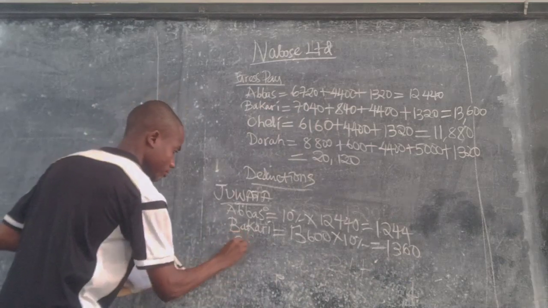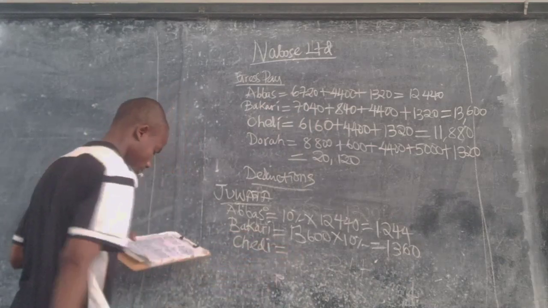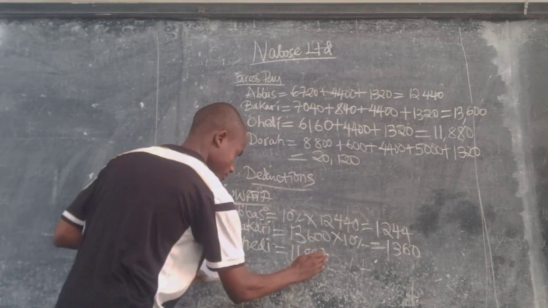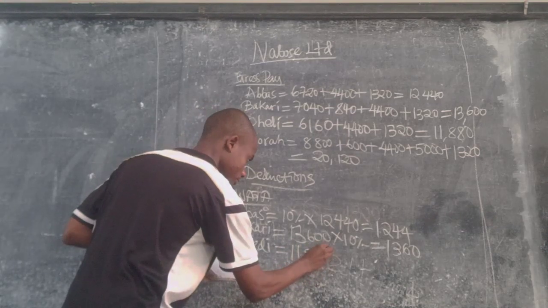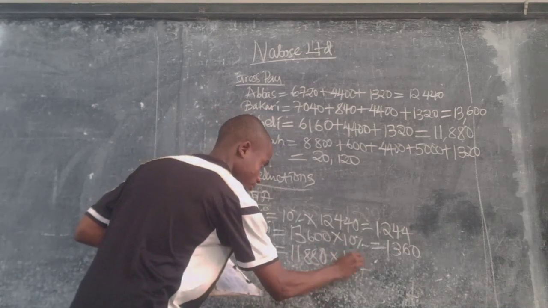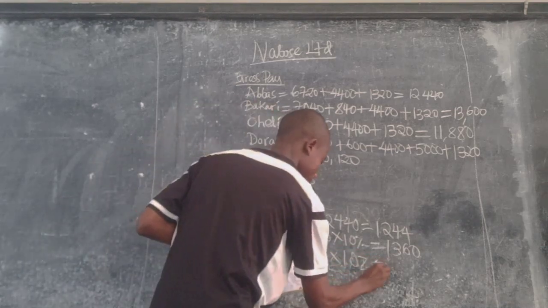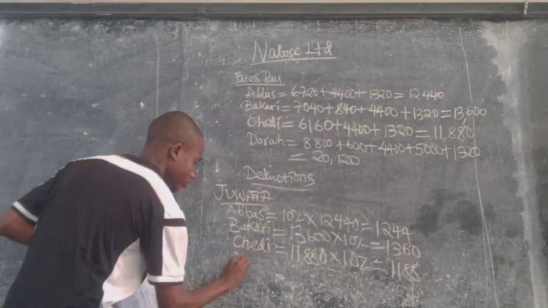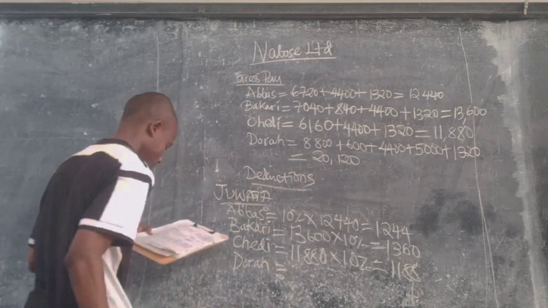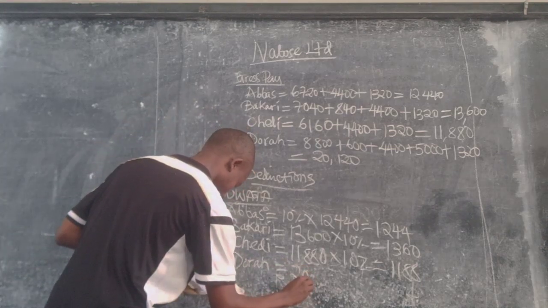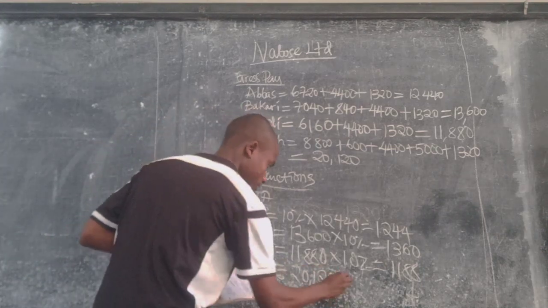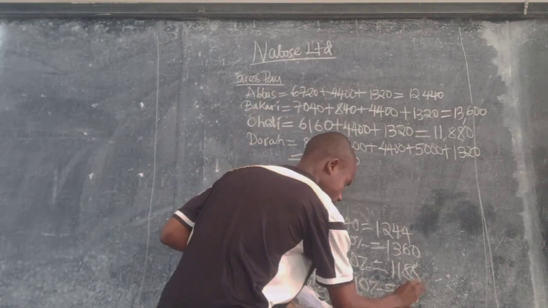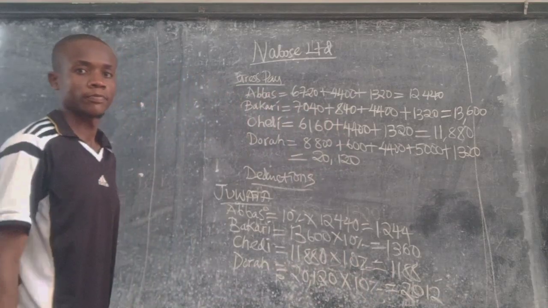For Chedi, you will take his gross pay, which was 11,880, times 10%. Why? That was our requirement we were given. You will get 1,188. For Dora, you will take her gross pay 20,120 times 10%. The answer will be 2,012.